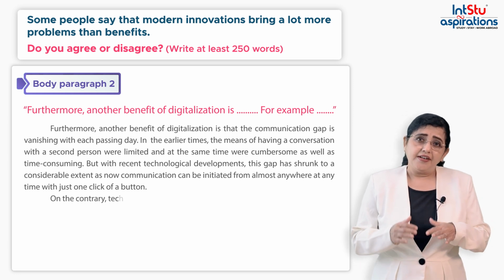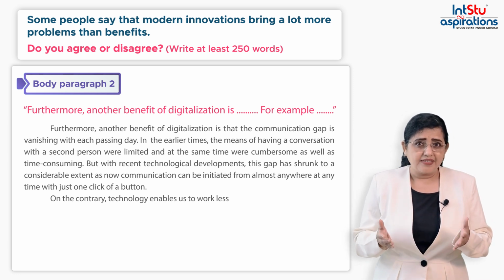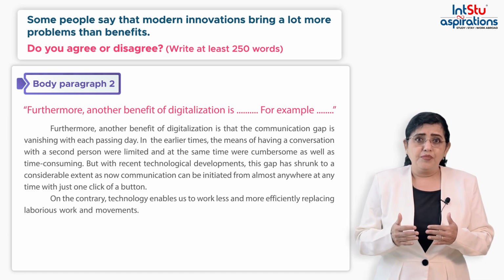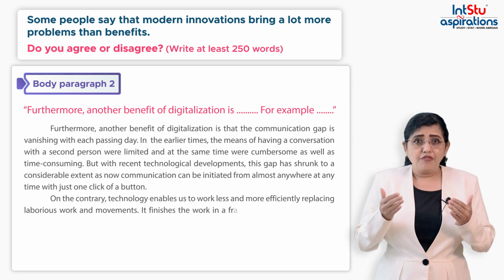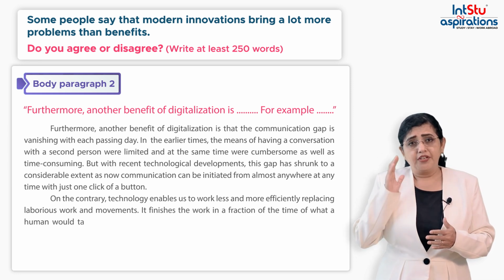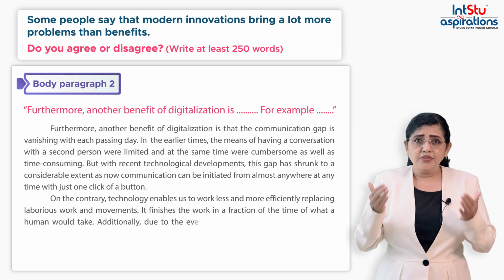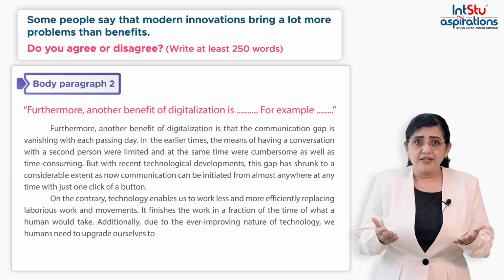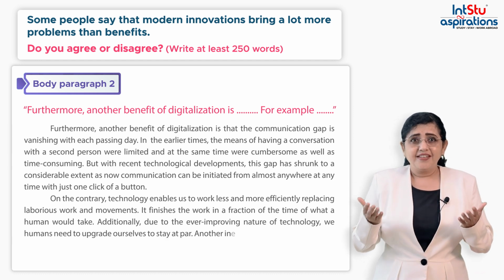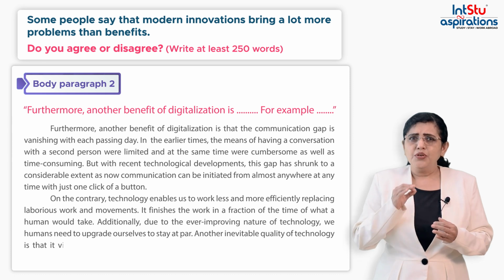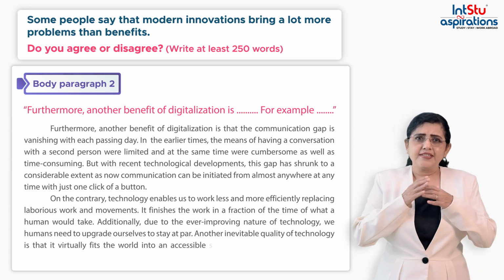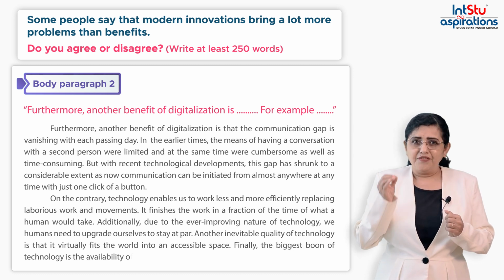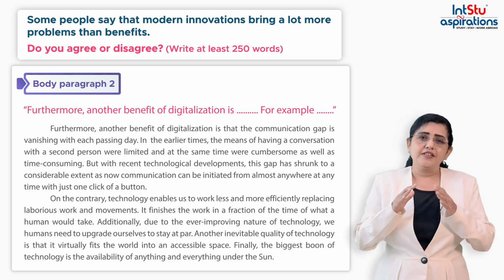On the contrary, technology enables us to work less and more efficiently, replacing laborious work and movements. It finishes the work in a fraction of the time of what a human would take. Additionally, due to the ever improving nature of technology, we humans need to upgrade ourselves to stay at par. Another inevitable quality of technology is that it virtually fits the world into an accessible space. Finally, the biggest boon of technology is the availability of anything and everything under the sun.